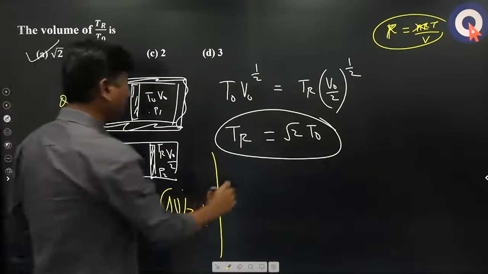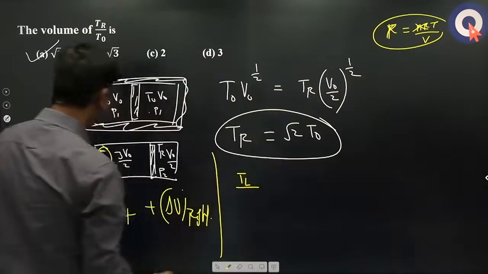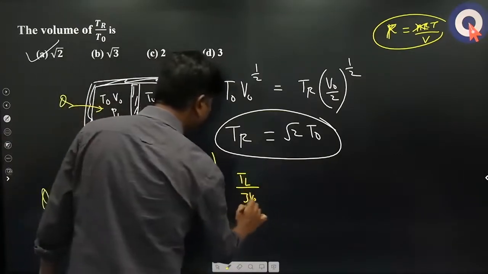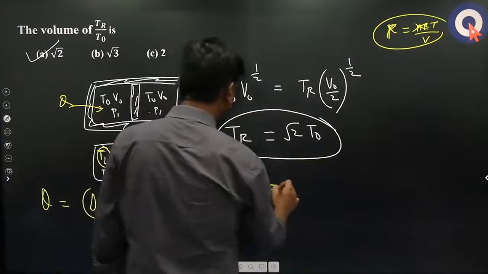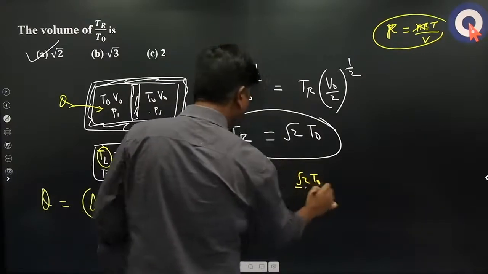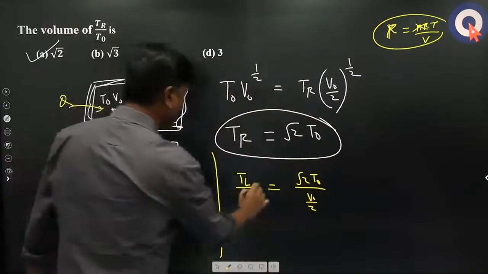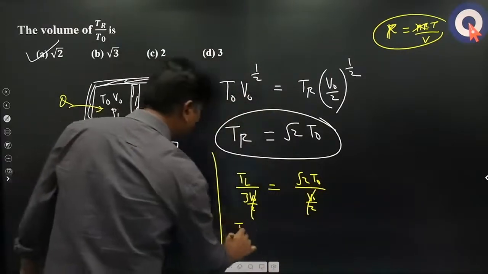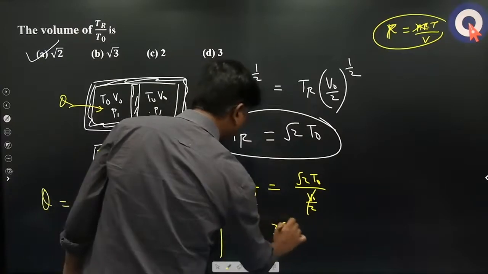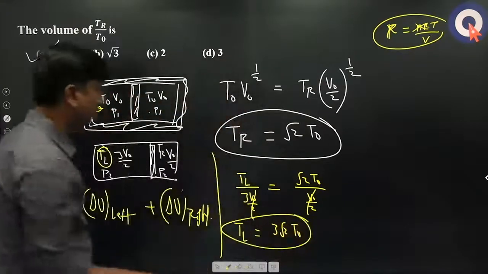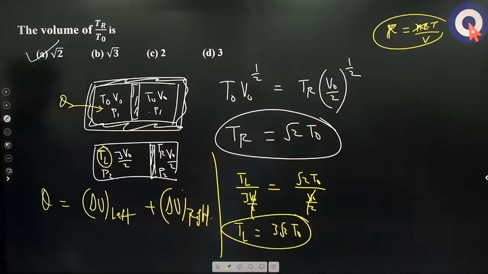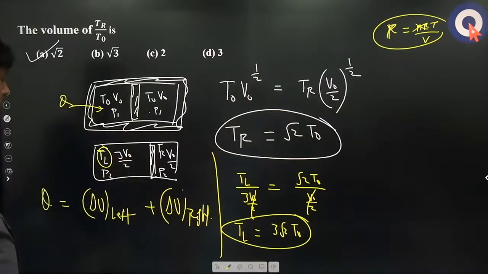So here, TL by the volume 3 V naught by 2 is equal to the right side temperature root 2 T naught by volume V naught by 2. V naught by 2 cancels. So T left is 3 root 2 times T naught. So equating the pressures on either side, because the volume is 3 times and the pressures are the same, the temperature is also 3 times.